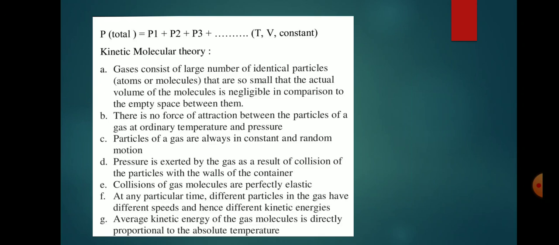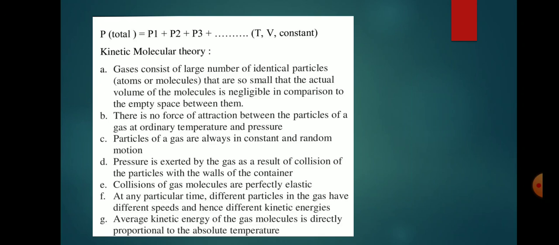Kinetic molecular theory. First one. Gases consist of large number of identical particles, that is atoms or molecules, that are so small that the actual volume of the molecules is negligible in comparison to the empty space between them. Second one. There is no force of attraction between the particles of a gas at ordinary temperature and pressure. Third one. Particles of a gas are always in constant and random motion.